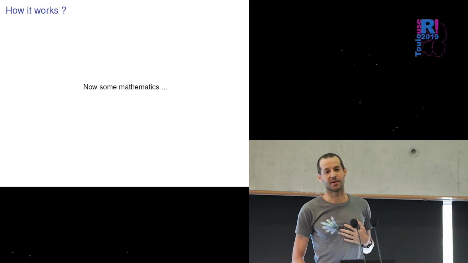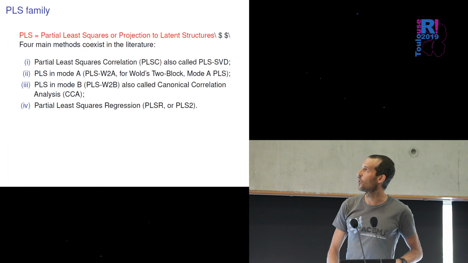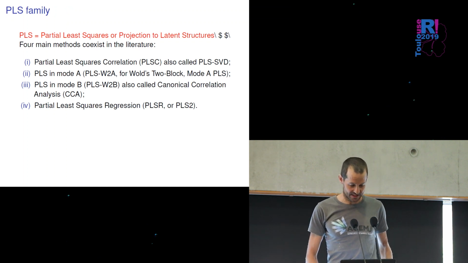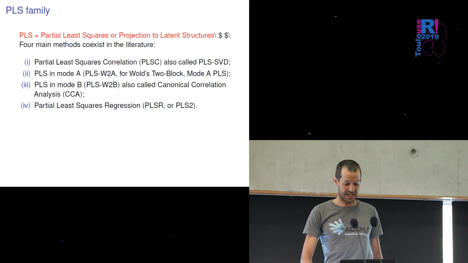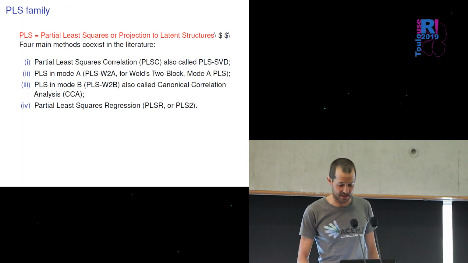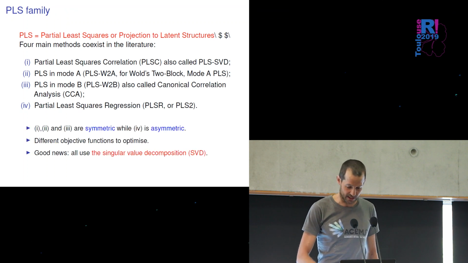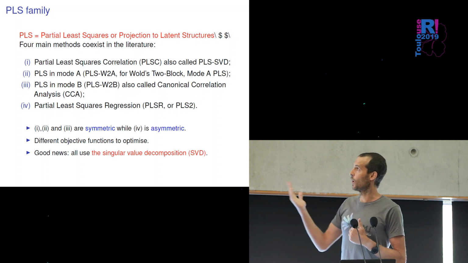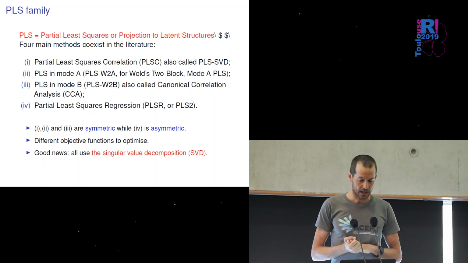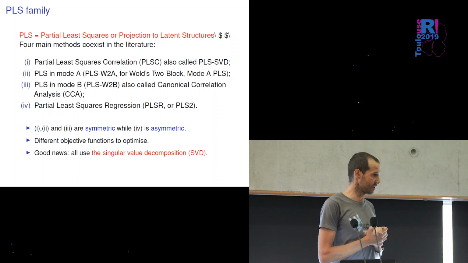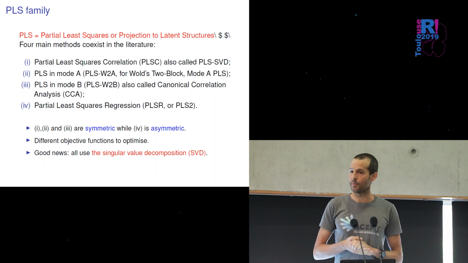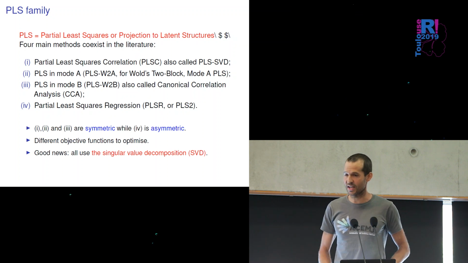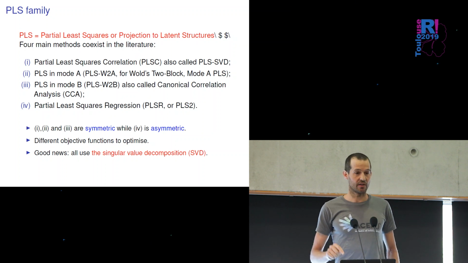Okay, some mathematics now. How does it work? The PLS is a family with a lot of different PLS: the PLS-C, the PLS mode A, the PLS mode B, the PLS-R, and we don't know what comes after. Many different PLS. Most of them are in the symmetric situation, and the last one is in the asymmetric. They have different optimization functions, but the good news today is that all of them are based on the SVD, the singular value decomposition.